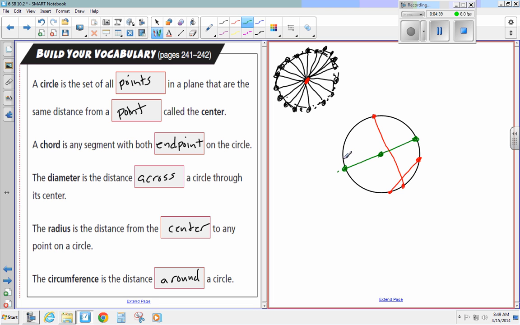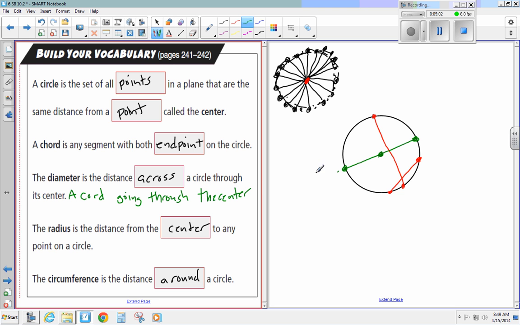That is a chord. Now I drew the green one because a diameter is the distance across the circle through its center. You could also say that the diameter is a chord going through the center, because it still has both endpoints on the circle.